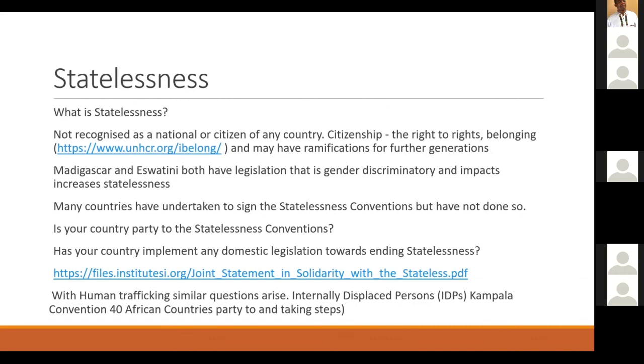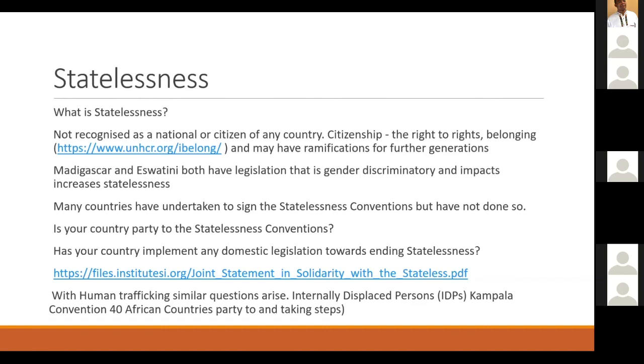But there's a big campaign called I Belong, run by UNHCR and partners, because without having a citizenship, without having nationality, it's like you don't exist. You don't have a right to rights. It is an untenable situation. And so in the efforts to end statelessness, there's a big push by the I Belong campaign of UNHCR.